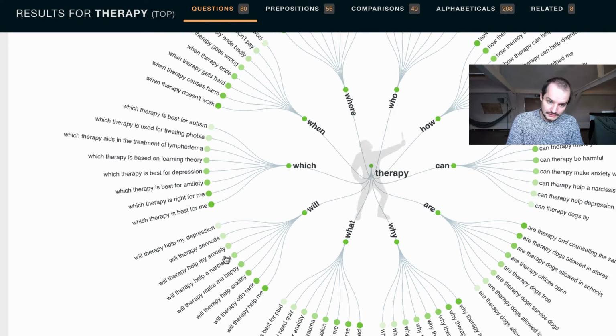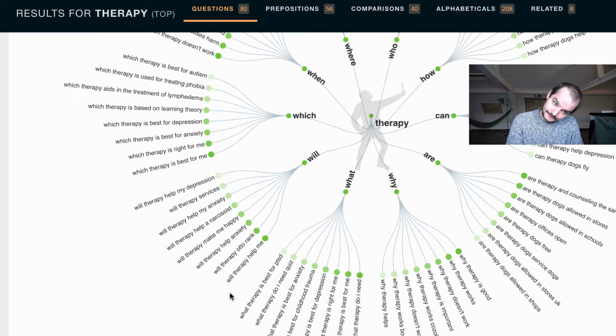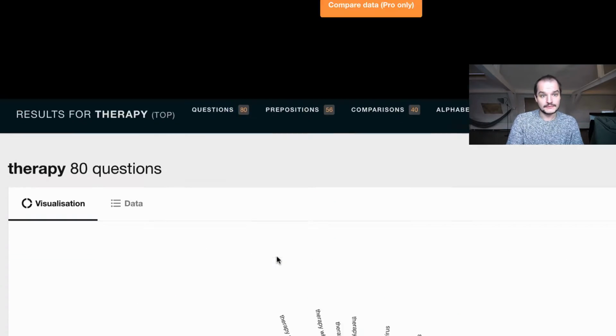Also, of course, the less green ones are also important. Will therapy help me with my anxiety? Will therapy make me happy? Will therapy help anxiety? What therapy is best for PTSD? If you look around here, you're gonna get some ideas. You can use it for free, but only for a certain amount of searches per day. So be careful when you use it, and type down the right keywords.